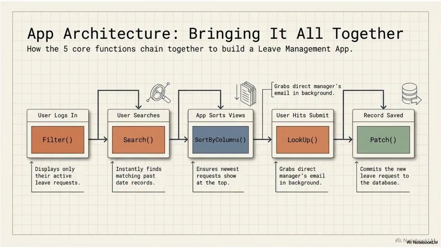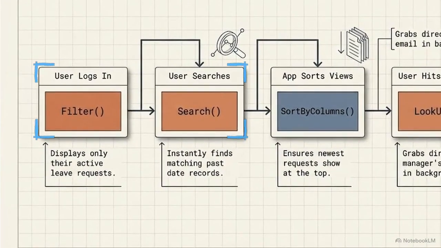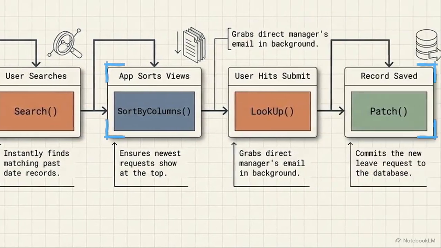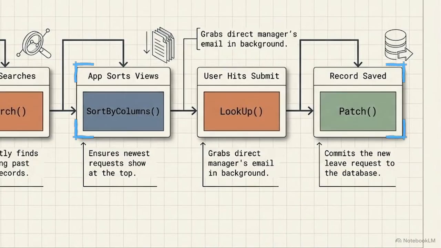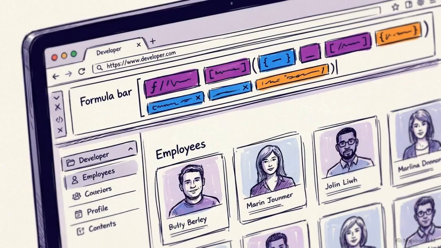First, Filter limits the dashboard to personal requests, and Search finds past dates. Next, SortByColumns ensures newest requests stay on top. Finally, LookUp grabs the manager's email, and Patch commits the new record. To make this stick, open your Canvas app right now and attempt to nest a Search formula inside a SortByColumns formula on your gallery.